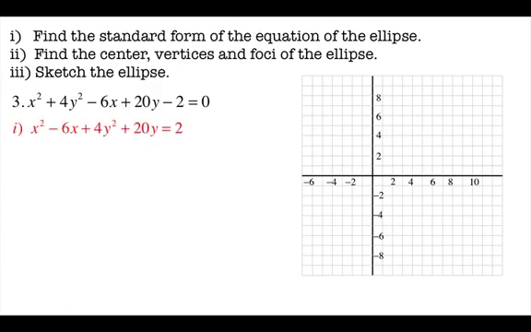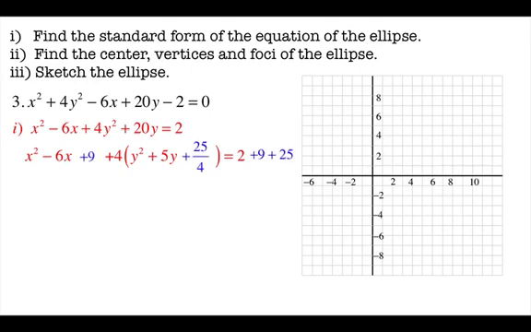So what I'm doing is I'm pairing up the variables right next to each other. Move the 2 to the -2 to the right hand side. Then I'm going to be completing the square, and I want to maintain equality, so whatever I do to one side, I need to add it to the other side.